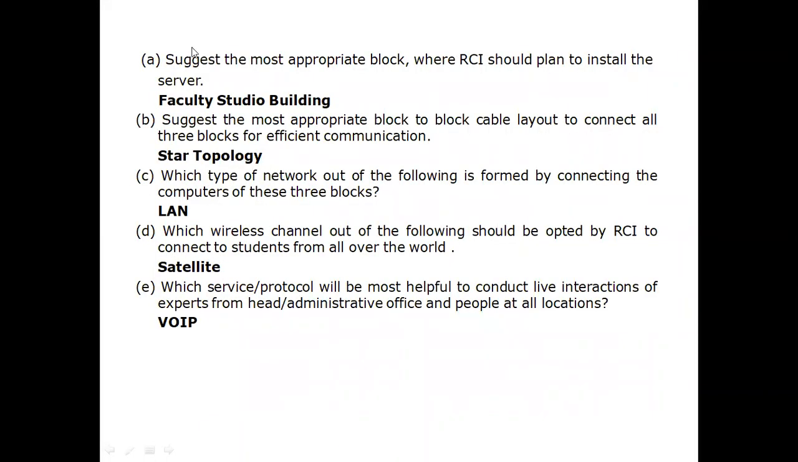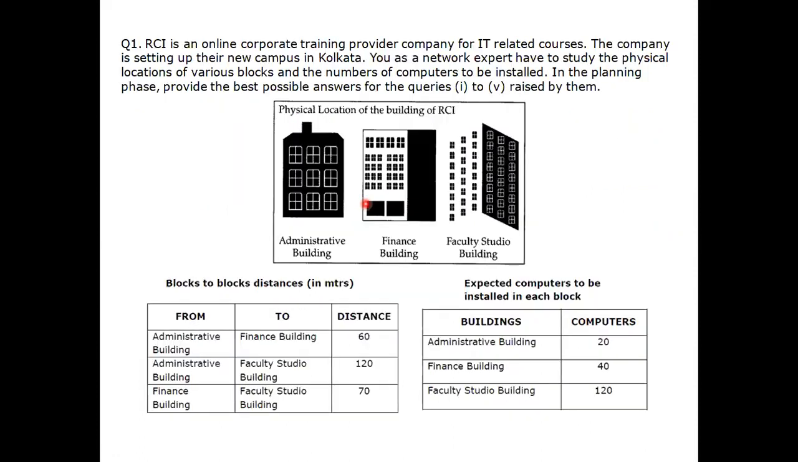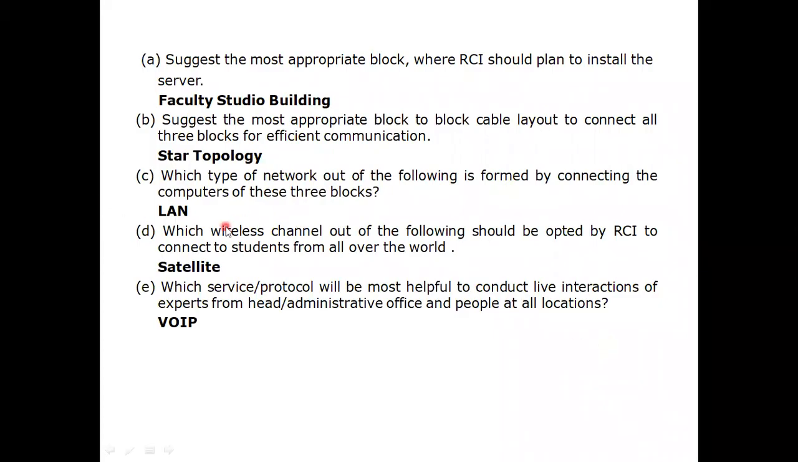Third is: which type of network out of the following is formed by connecting the computers of these three blocks? We have the computers of these three blocks, and just see what is written in the question. It is setting up the new campus. They are talking about the campus in Kolkata. It means there is some college or something like that on a campus. So we always think about the LAN only, that is the local area network, because they talk about the campus here.